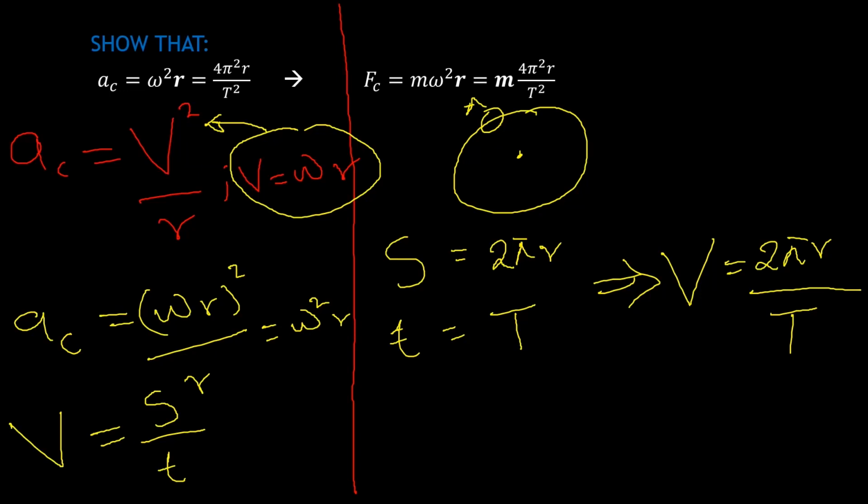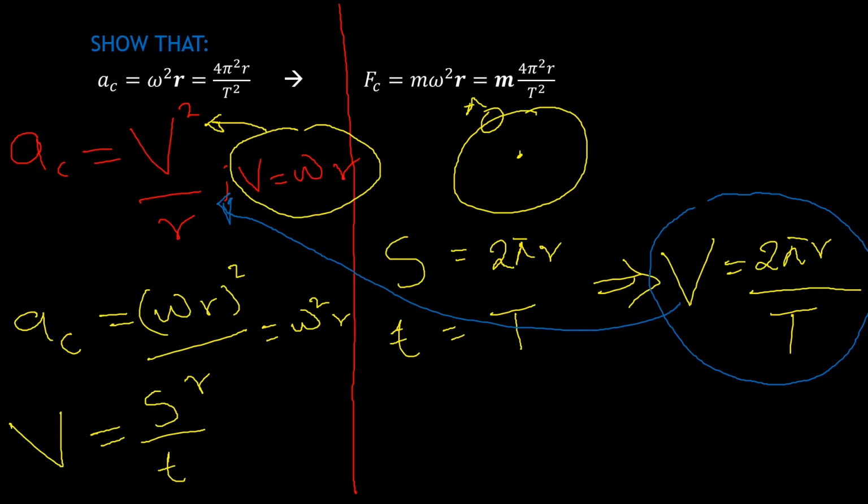Now, if you substitute the value of v here into the main equation, you are going to get that a_c is equal to 4 pi squared r all over T squared. Very simple. And of course, if you get centripetal acceleration, definitely you have gotten centripetal force, because centripetal force is equal to mass times centripetal acceleration. So that is it for this slide.